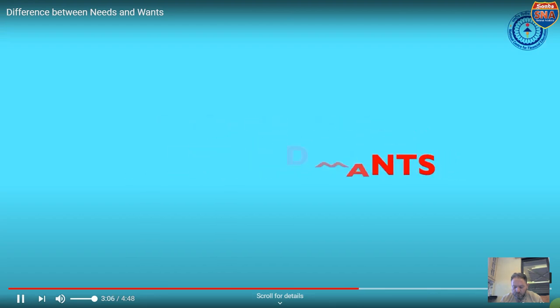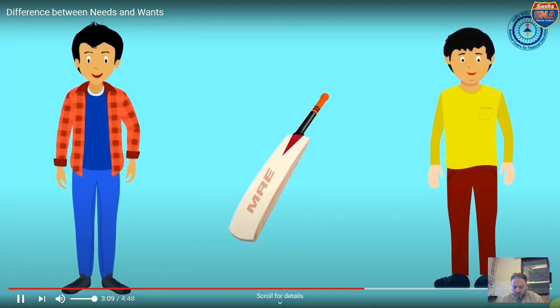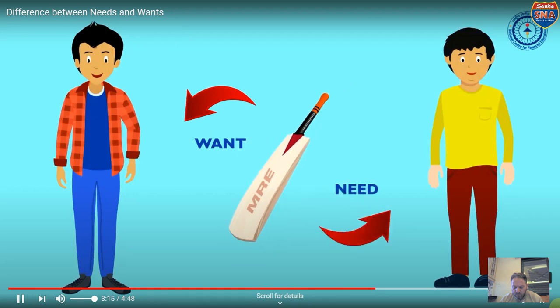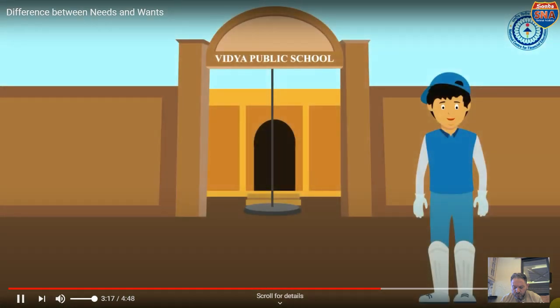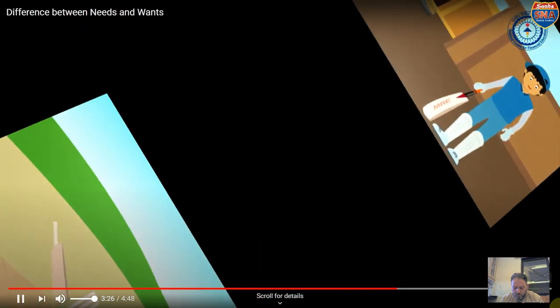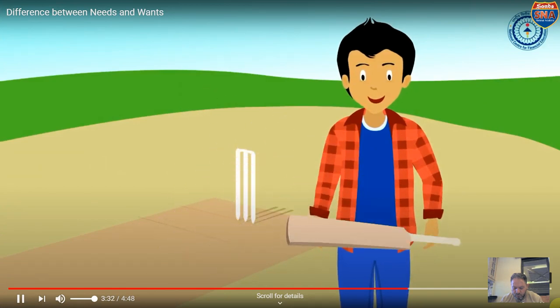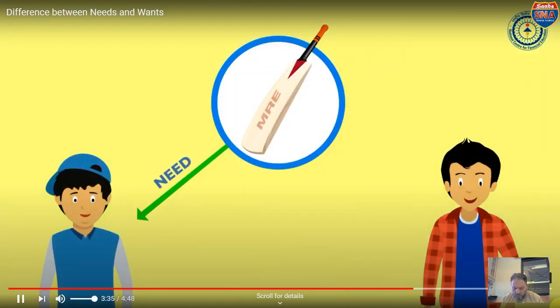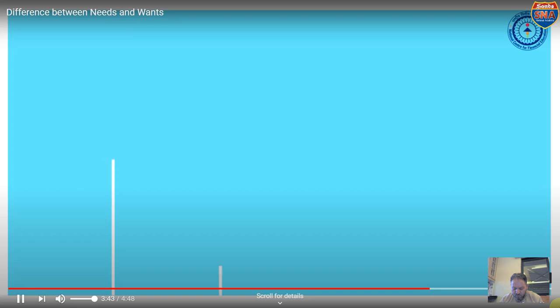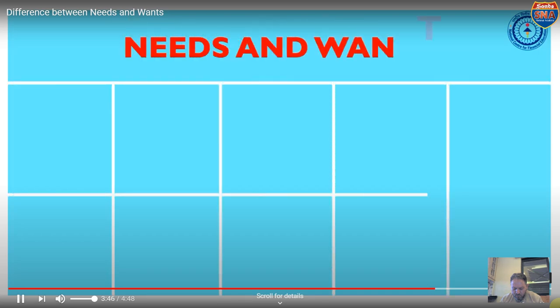That's wonderful. However, sometimes one person's want may be another person's need. For example, Praveen's friend Kevin is on the school cricket team and hence needs a good quality branded cricket bat. But Praveen is an amateur player and can use his old, locally made bat. So a need here is a branded cricket bat for Kevin, but a new branded cricket bat for Praveen is a want. Can you tell which of these are needs and which of these are wants?